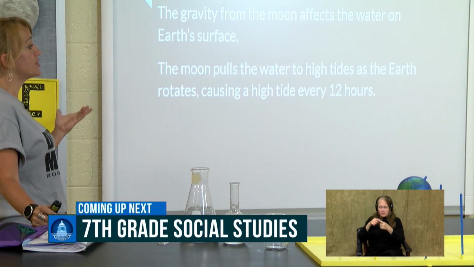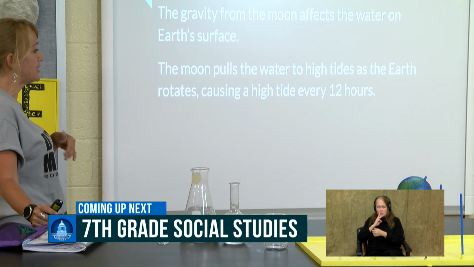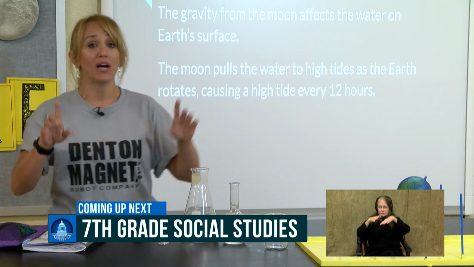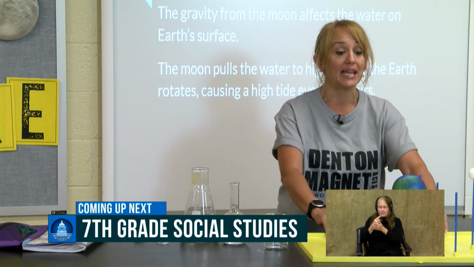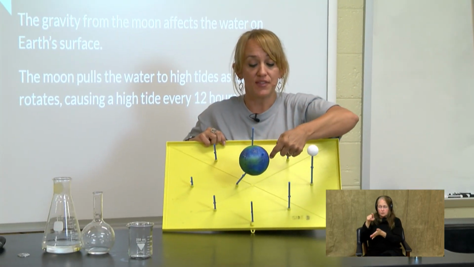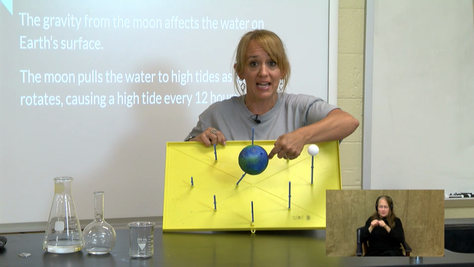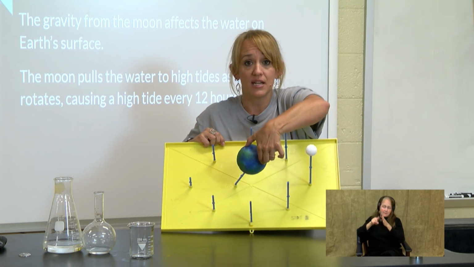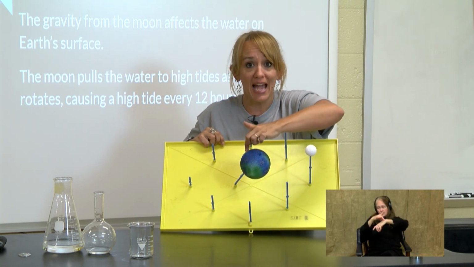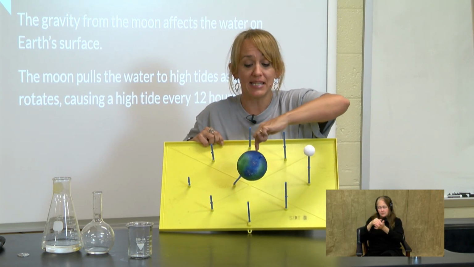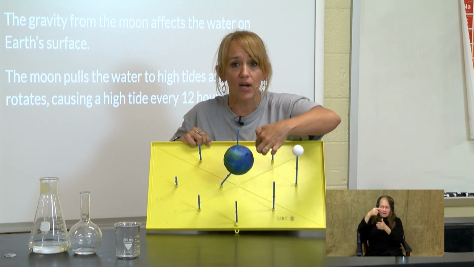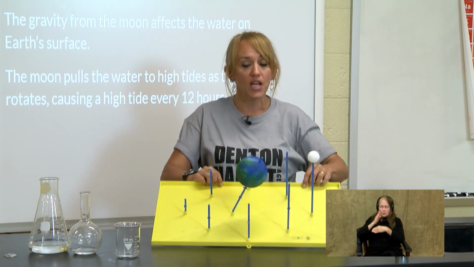And then that the moon pulls the water to high tides as the Earth rotates, causing a high tide every 12 hours. So every 12 hours there's a high tide. And think about it, in our model, it totally shows this. Because if this area is high tide, in 12 hours it's going to rotate half a rotation, and it's going to be at high tide again. And when it makes it back around again, that's 12 hours. Every half a rotation is 12 hours. So that's where our tides come from.